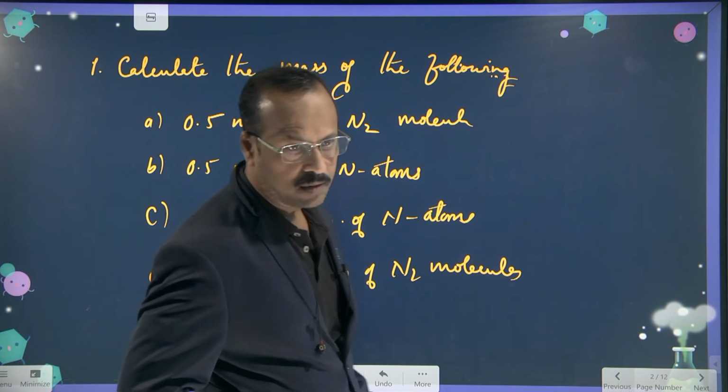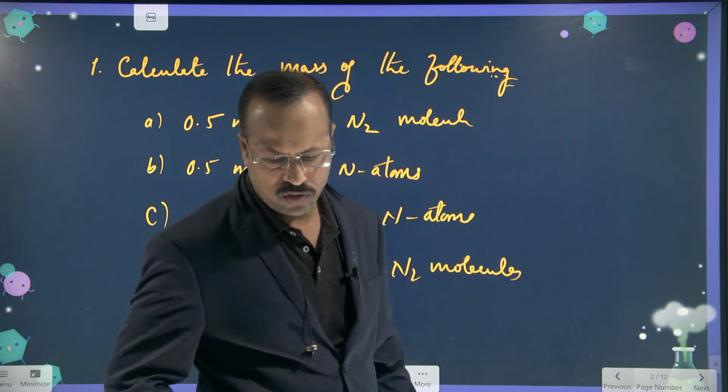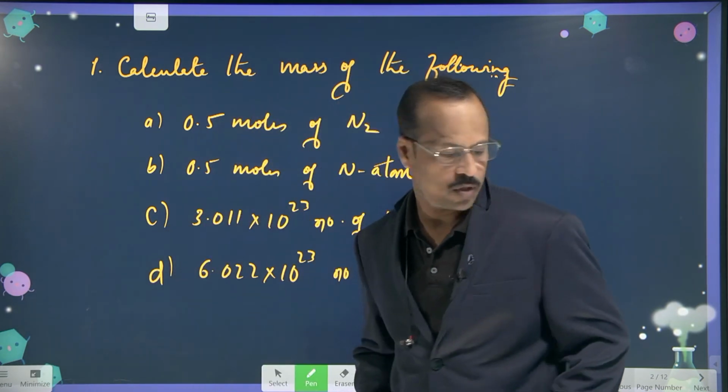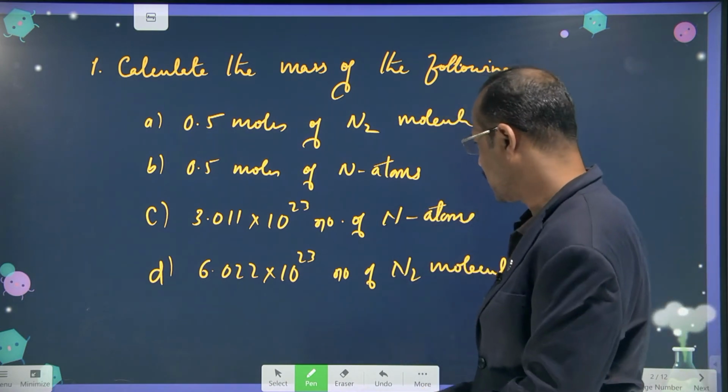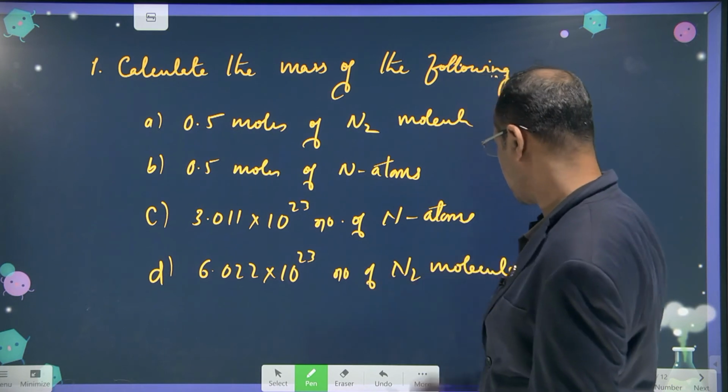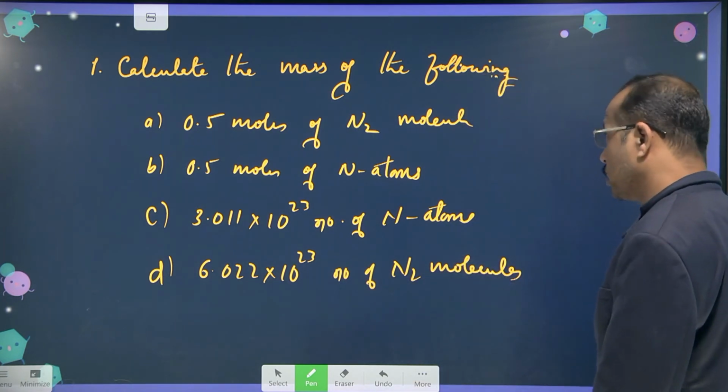How much? 28 grams. No, 20 grams, right, correct only. Okay. So because that is 1 mole, no? So 6.022 into 10 to the power of 23 is nothing but 1 mole. So 1 mole is correct only. Right, 28 grams. Okay, good.